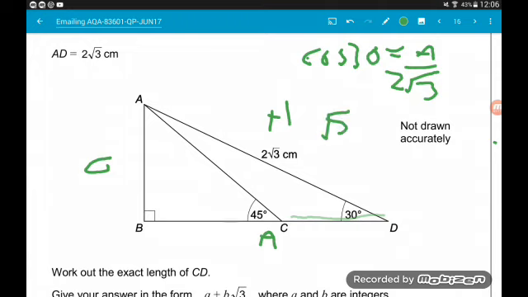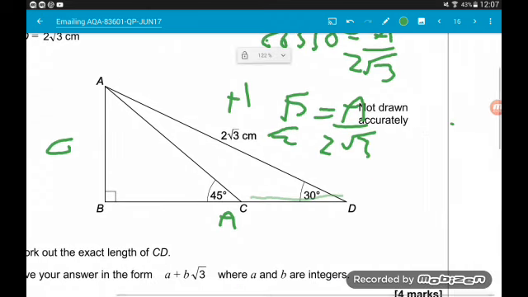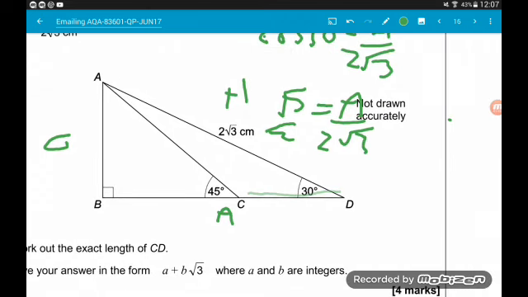Okay, so cos of 30 is √3/2. So we got √3/2 is equal to the adjacent divided by 2√3. So if we then multiply by 2√3, we're going to get 2√3 times √3 divided by 2 is our adjacent.